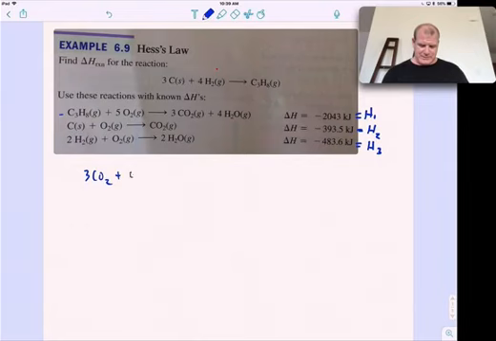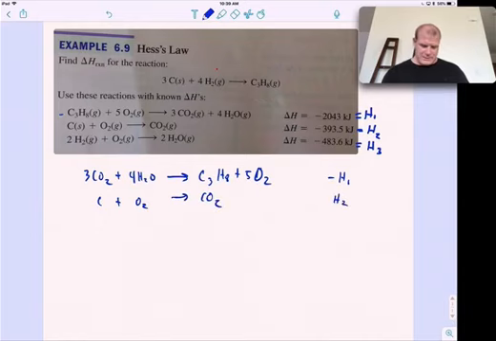3CO2 plus 4H2O yields propane plus 5 oxygen, 5 water. And now to keep track, we're minus H1, and then carbons on the left, so we're going to keep this. C plus O2 makes CO2, and this is H2. And then 2H2 plus O2 makes 2H2O. And this is H3.